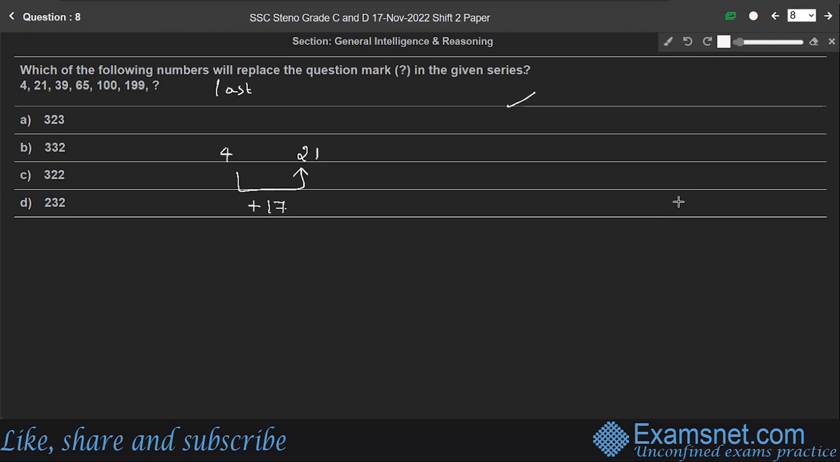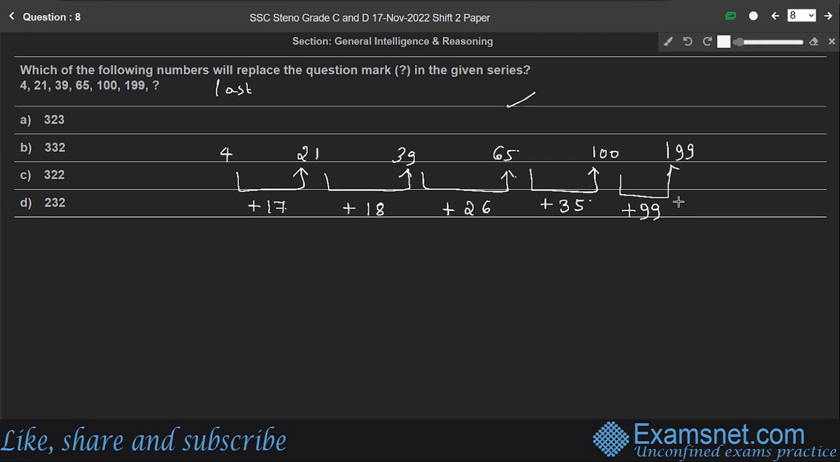We'll consider the next number, which is 39. So 21 plus 18 is 39. And the next number is 65. The fourth number is 65, so 39 plus a number. Which is that number? 39 plus 26 is 65. And the next number is 100. So 65 plus 35 is 100. And the next is 199. So 100 plus 99 becomes 199.